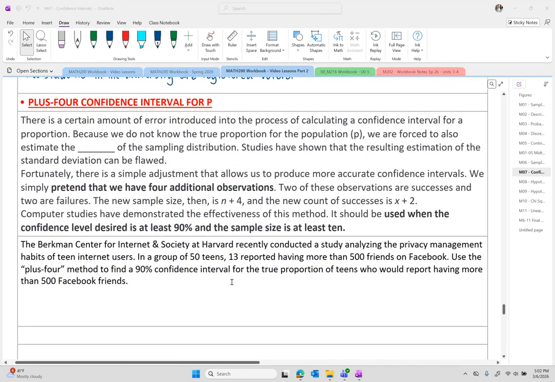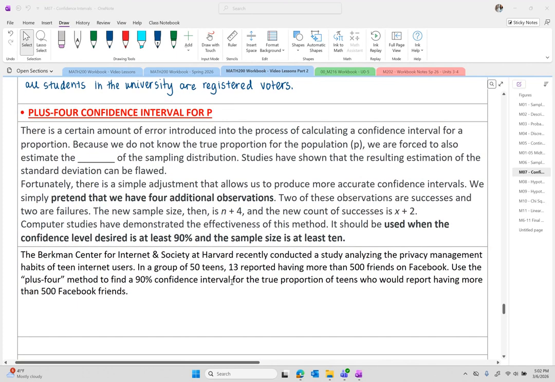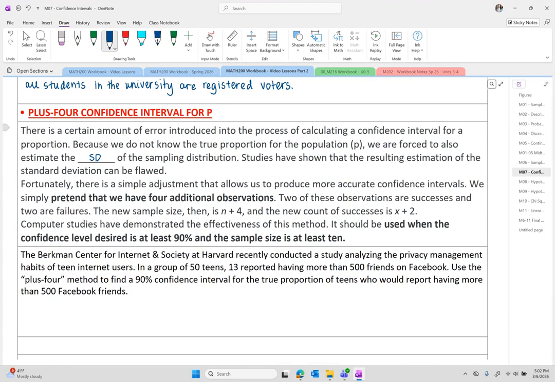There is a certain amount of error introduced into the process of calculating a confidence interval for a proportion. Because we don't know the true proportion of the population, we are forced to also estimate the standard deviation or the standard error of the sample distribution. Studies have shown that the resulting estimation of the standard deviation can be flawed. Fortunately, there is a simple adjustment that allows us to produce more accurate confidence intervals.